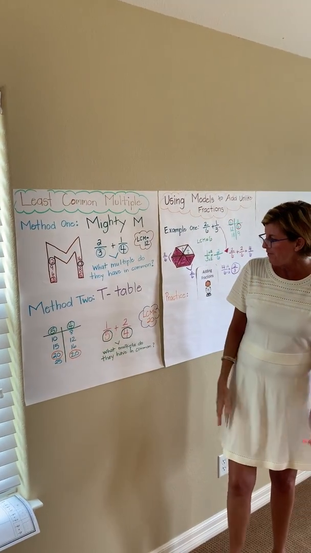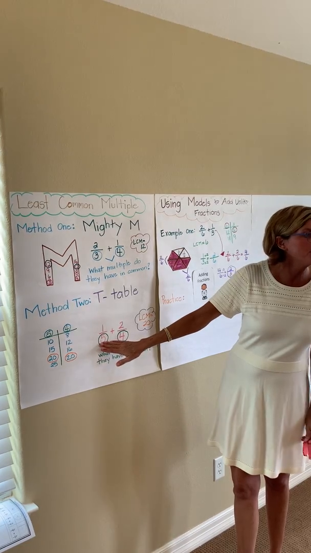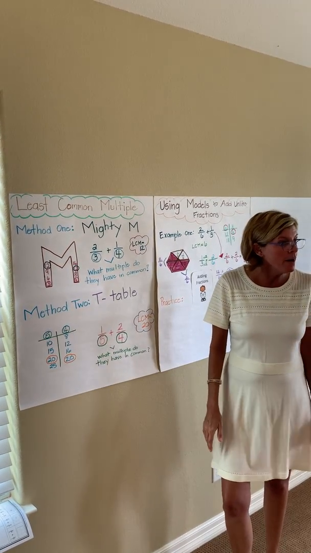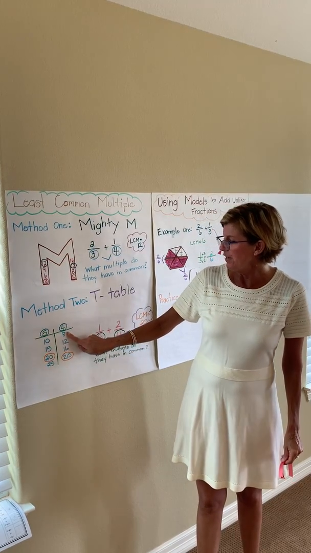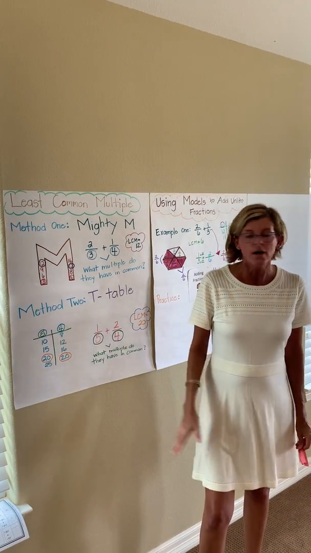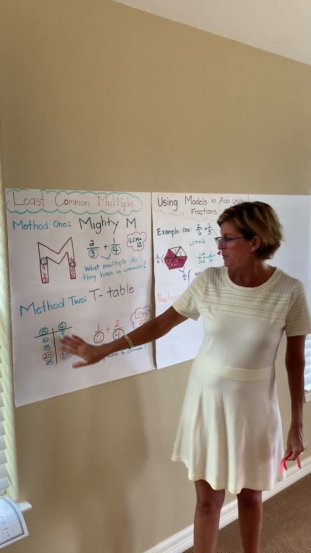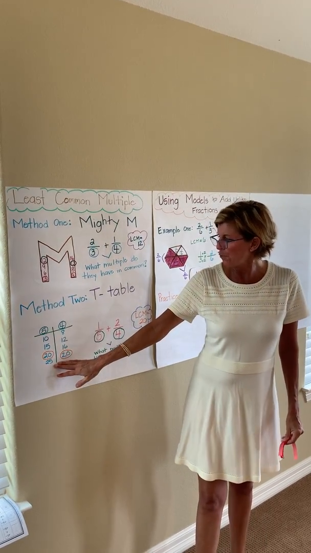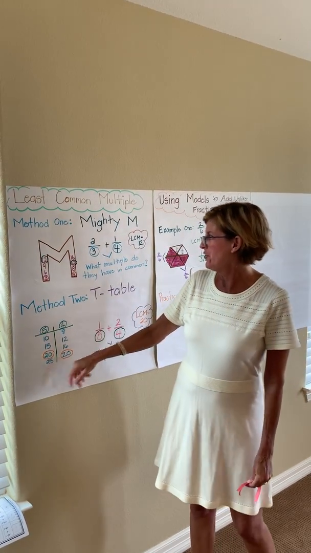Okay, next one is our t-table. So if I took 1/5 plus 2/4, I know that I have to find the multiple that 5 and 4 have in common. So I write the multiples of 5 and the multiples of 4. And when I find one that is the same, I stop. So what would be the least common multiple for 5 and 4, Alexis? 20. 20, that's right, good job.